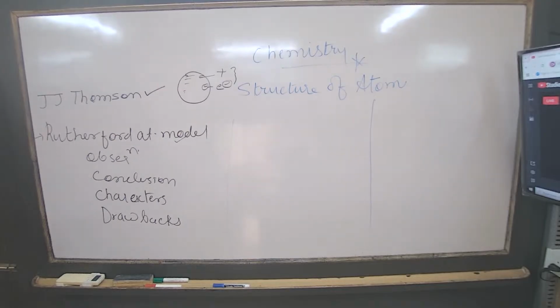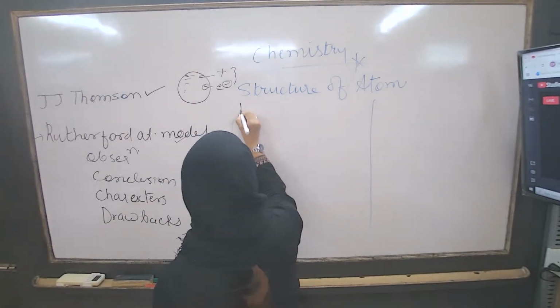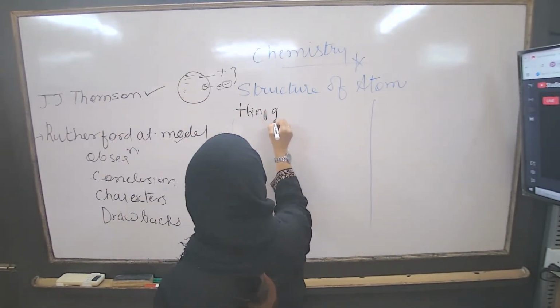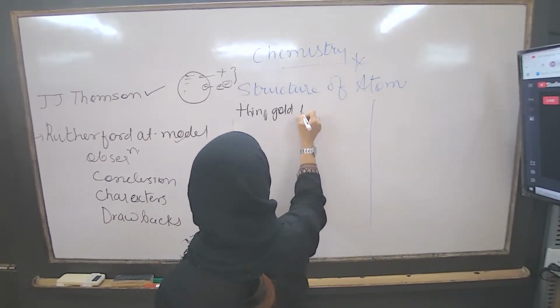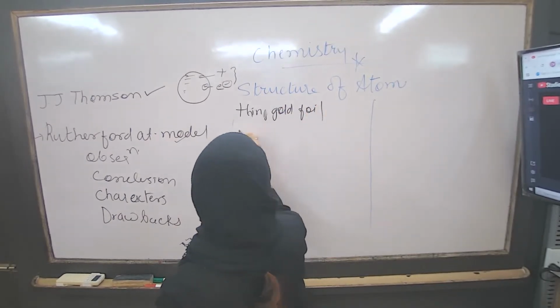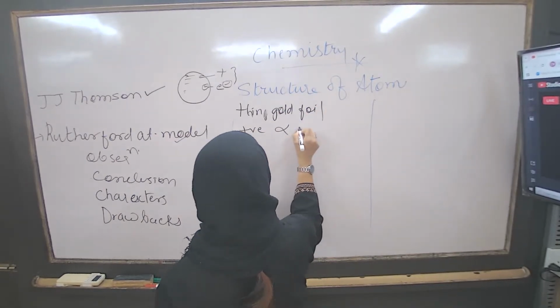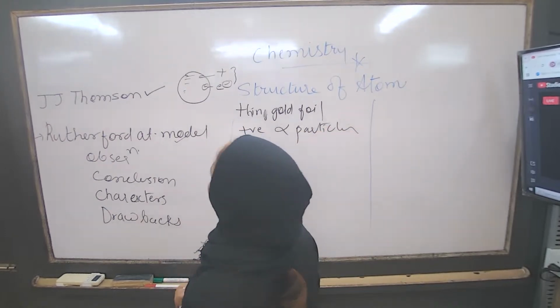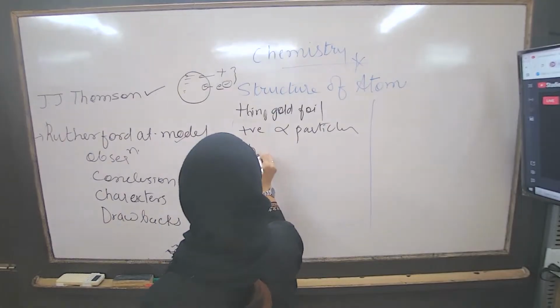The first requirement of this experiment was thin gold foil. The second requirement, positively charged alpha particles. Now see what has come in here. First I said thin gold foil, then positively charged alpha particles. Then he used a photographic plate.